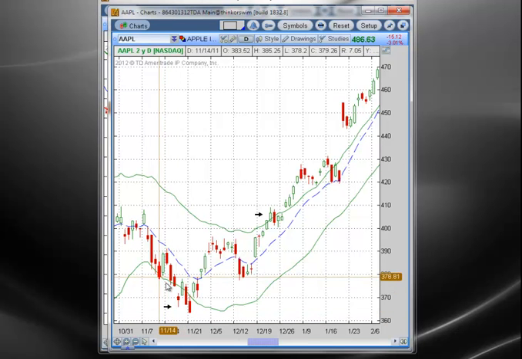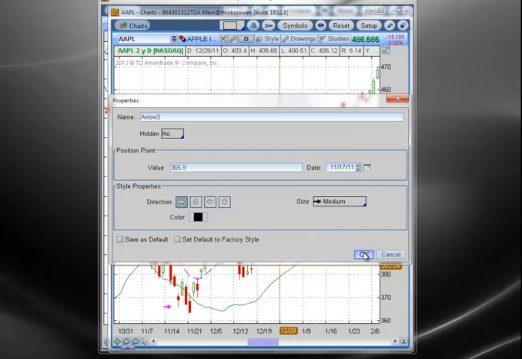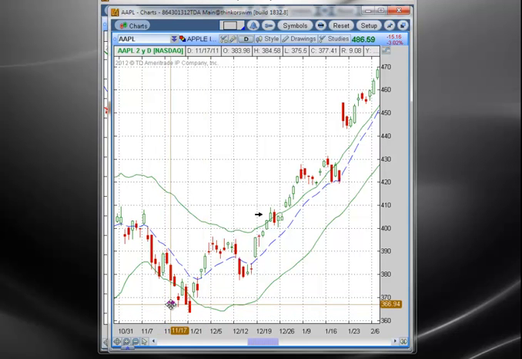Here we have a close outside the band. We get a second close here the next day below the low of this first close. We initiate a short at 369. We don't get much of an opportunity here. It only goes down $6 or so. Stop loss would have been here above the 13 EMA, 382.